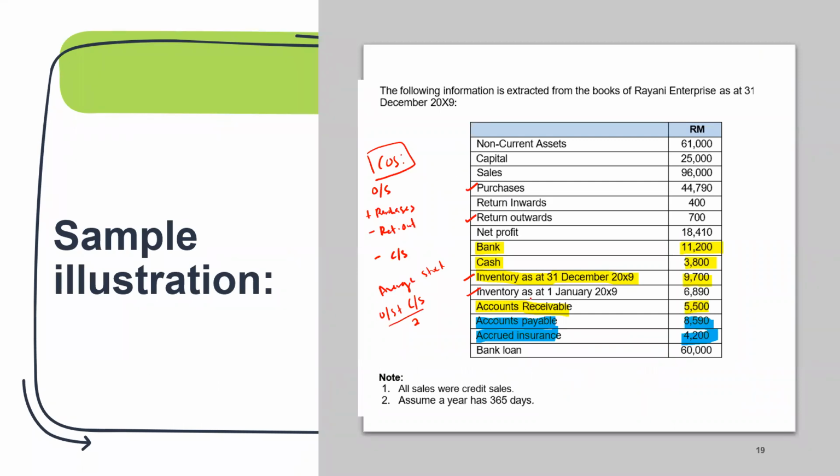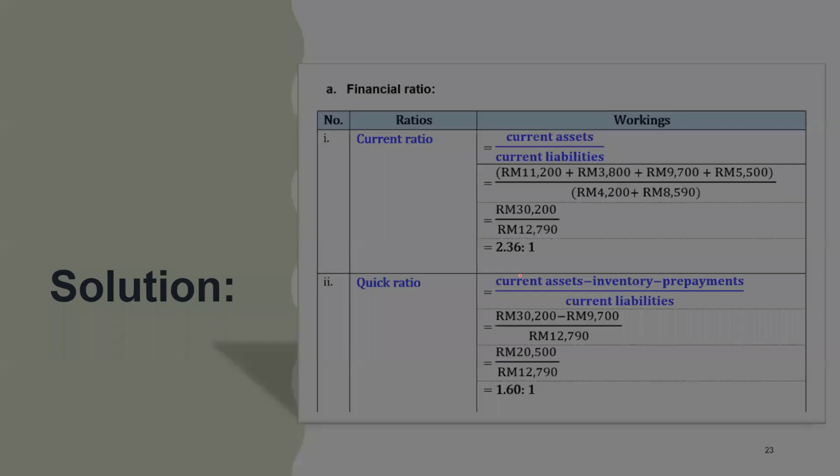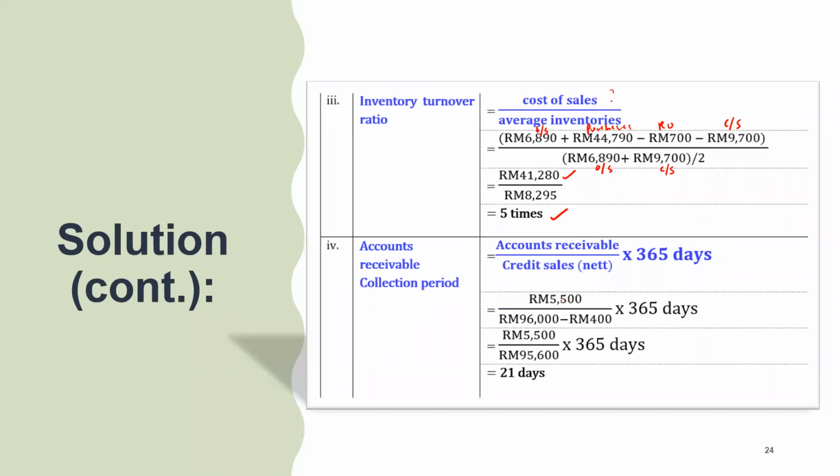So we are looking for accounts receivable. This is the accounts receivable and divided by the sales. The credit sales, sorry, the sales should be net. So you have to take sales minus the returns inwards. So you have to minus this first to have the net sales. Please take note that all sales were credit sales, as mentioned in the additional information. Okay, let us look at the answer together. The accounts receivable is 5,500 and the net credit sales is 95,600 after we have minus the returns inwards, and times 365 days. So the answer is 21 days.